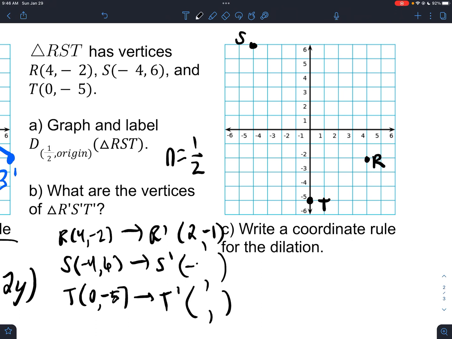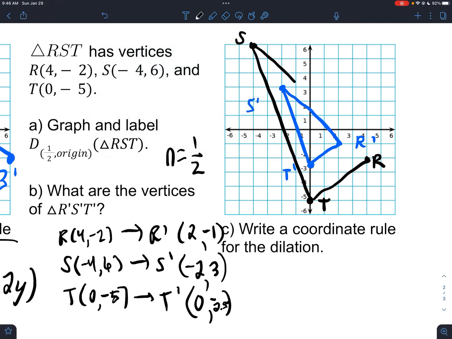So here we get 2, -1. We get -2, 3. And 0 divided by 2 is 0, and this would be -2.5. A little bit of a decimal there. So where do those go? Well, here would be T prime. Here's R prime. And here is S prime. So that is our image.